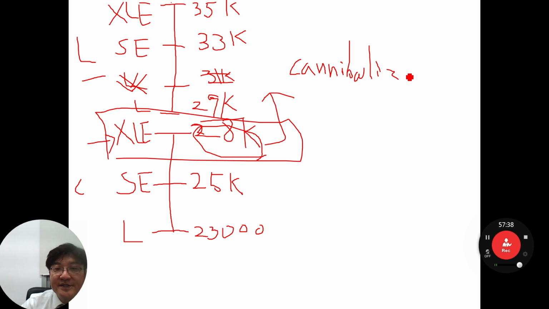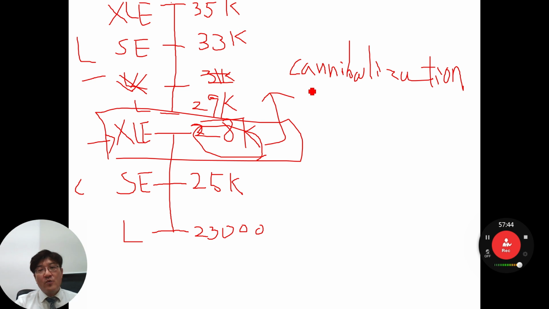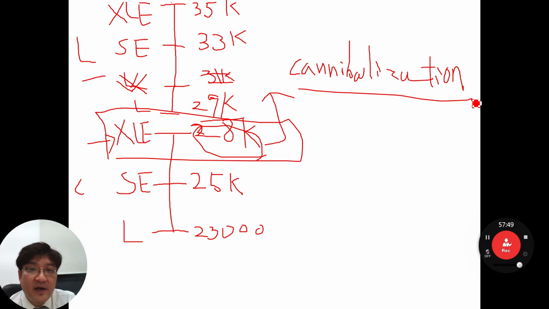Cannibalization. Whenever you introduce a new product to the market, this is the one thing you need to consider. A new product is supposed to compete with your competing brand. However, what if my new product competes with my old model? This problem becomes even more serious if you want to keep your old model too.